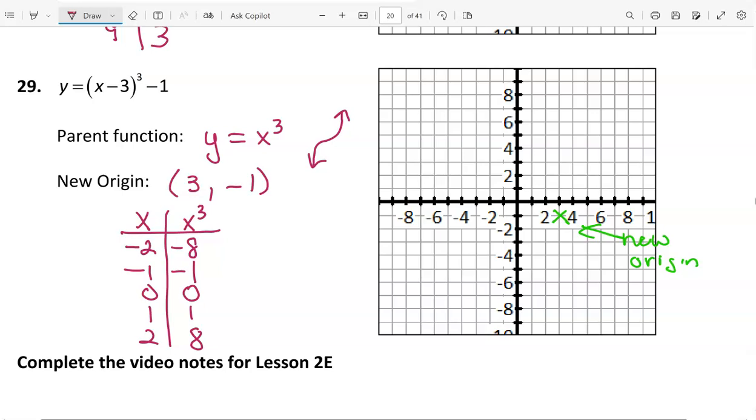-2, -8 is 2 to the left and 8 down from the new origin. -1, -1 is 1 to the left and 1 down from the new origin. 0, 0 is on the new origin. 1, 1 is 1 to the right and 1 up from the new origin. 2, 8 is 2 to the right and 8 up from the new origin. Again, it's important that we count these points from the new origin. Connect for that characteristic cubic shaped curve, and we are done.